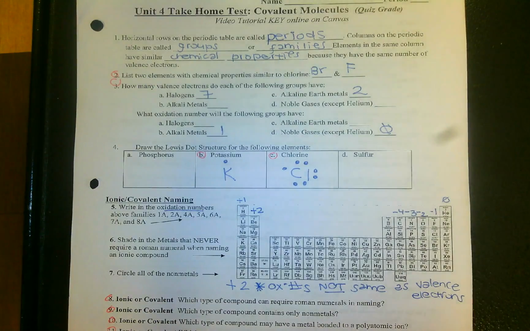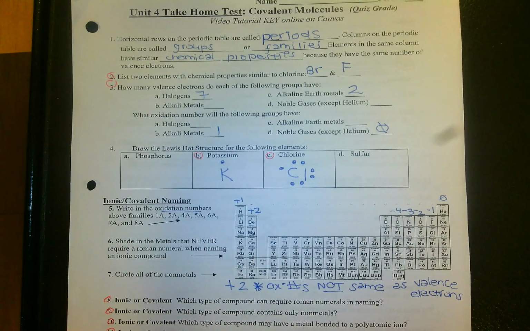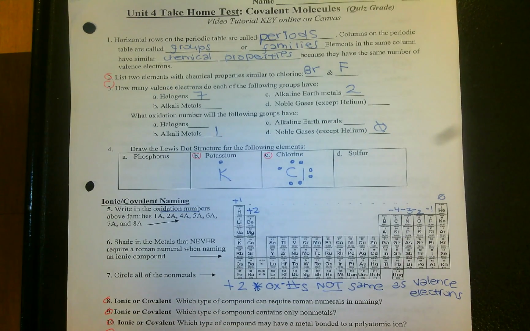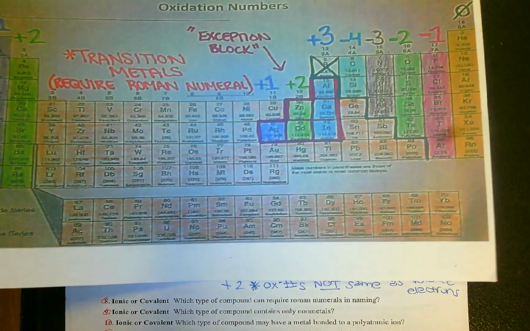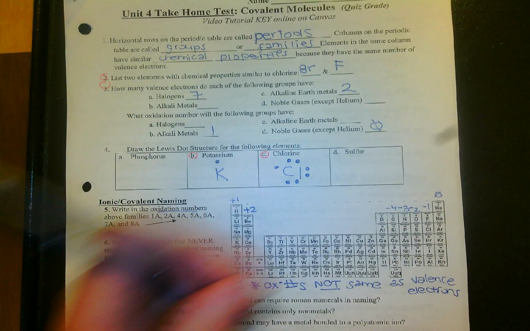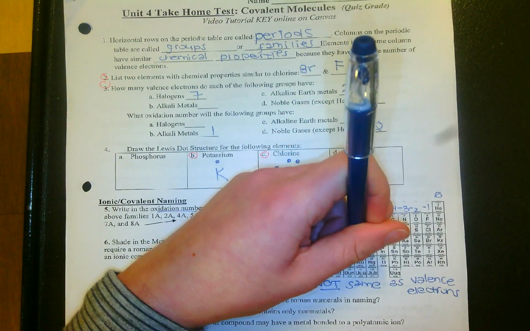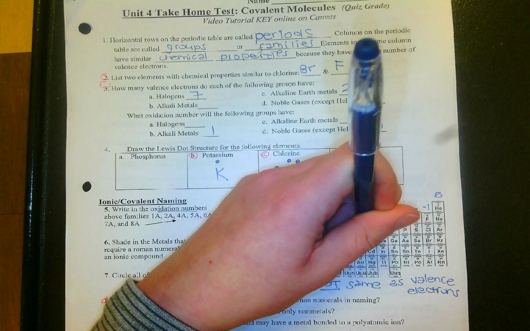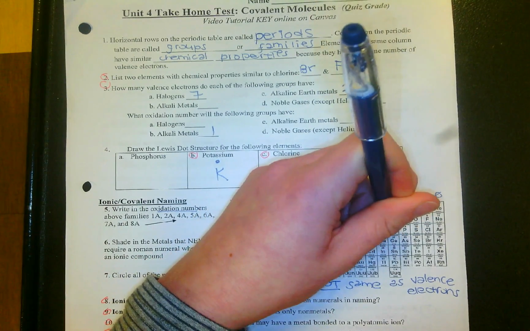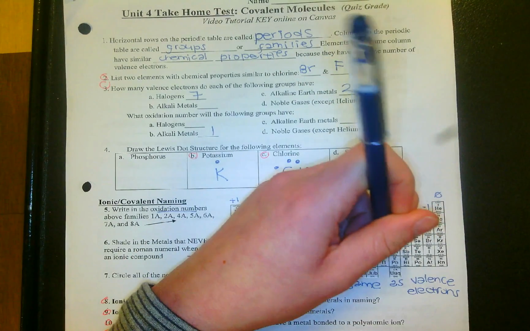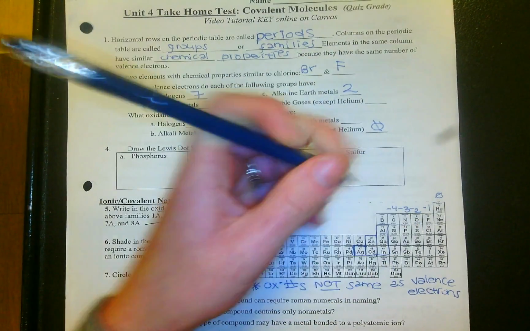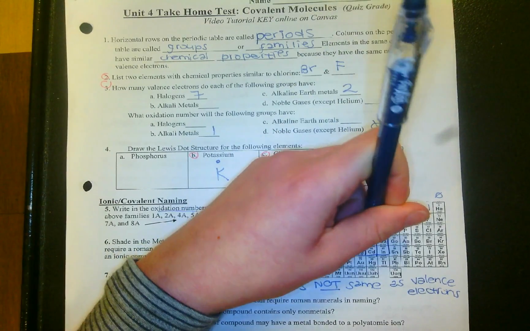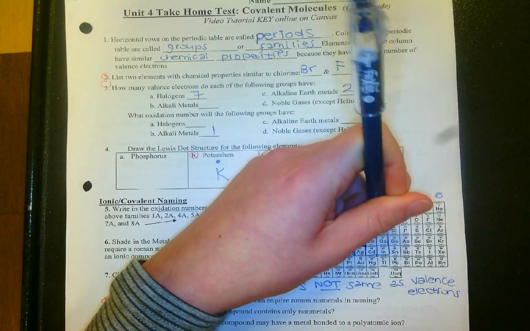-4. Okay, and then it says to shade in the metals that never require a Roman numeral when naming an ionic compound, and that is from our exception block. Okay, so all the other transition metals get a Roman numeral except for silver, zinc, aluminum, gallium, indium, cadmium. So it makes a lovely little staircase with the charge of +1, +2, and +3.